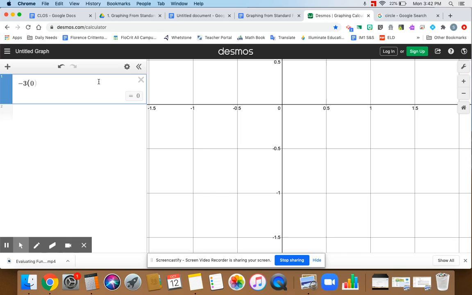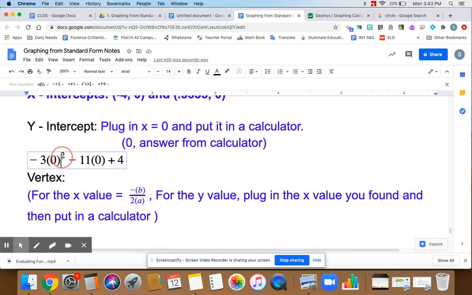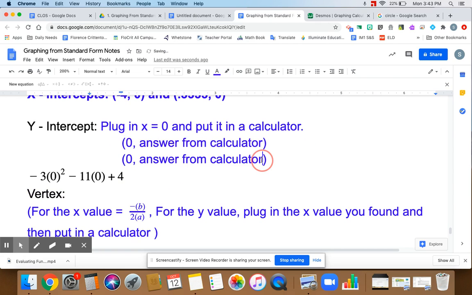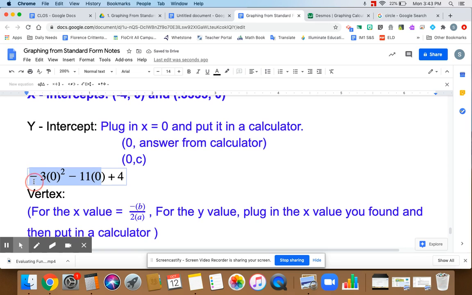-3 times 0 getting squared, it's 11 times 0, 4. But look, the answer is 4. Because when you put 0 here, it becomes 0. When you put 0 here, it becomes 0. And you're just adding this last number. So in this case, because it's standard form, it's even faster than plugging in 0. It is just going to be 0, comma, whatever C is, whatever that last number is. Because when you put 0 into these two, they're just going to go away.